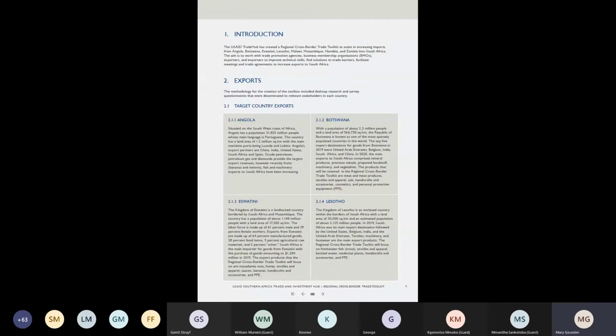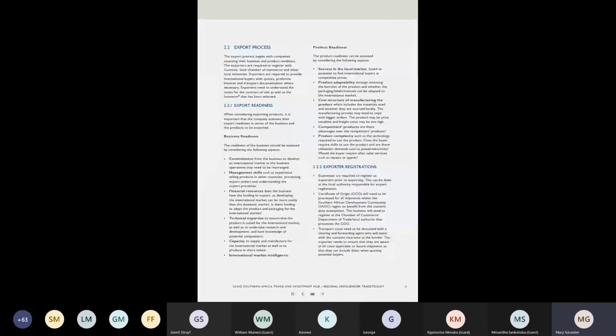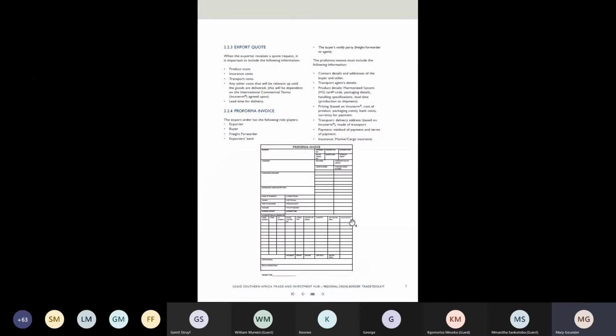Okay. So this is just a brief understanding on the countries that were covered and why. And your export processes, we start with the export readiness and more detail on what we've already discussed in this presentation. But if you want more information, just read through the document. So, you know, the export registrations that you may need, export quote, your pro forma invoice. This is a sort of template that you could use for a pro forma invoice if you need to, just to see what information is required.